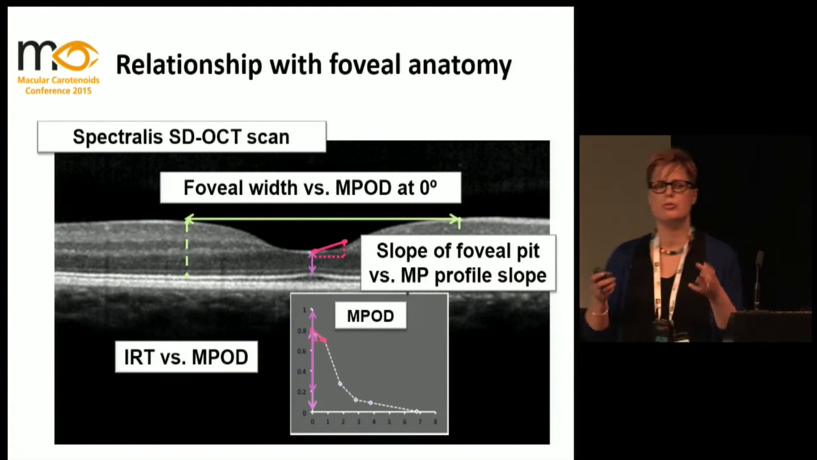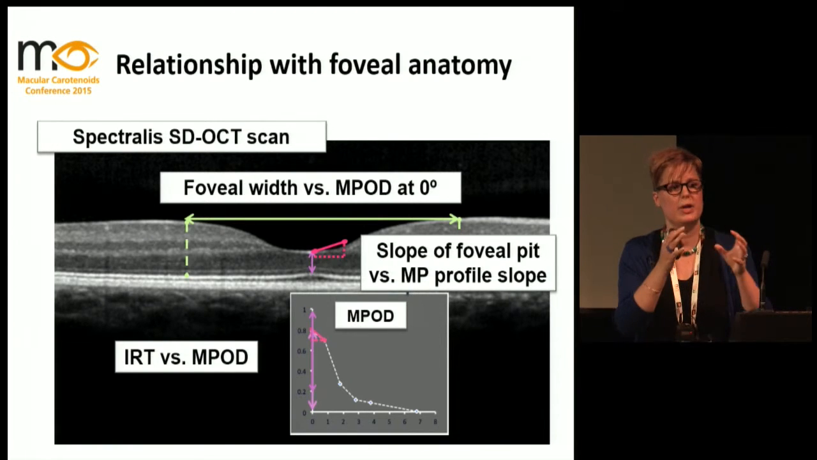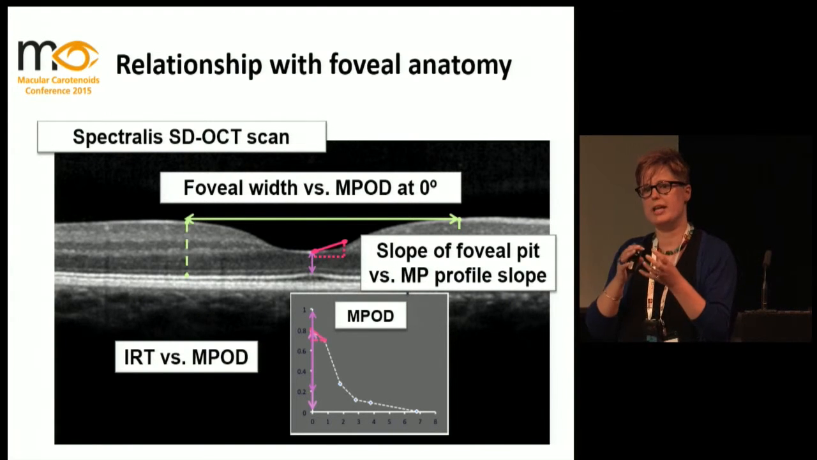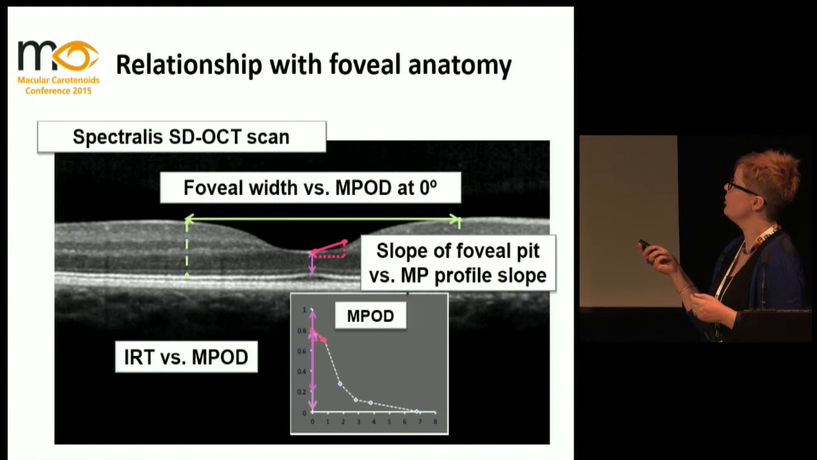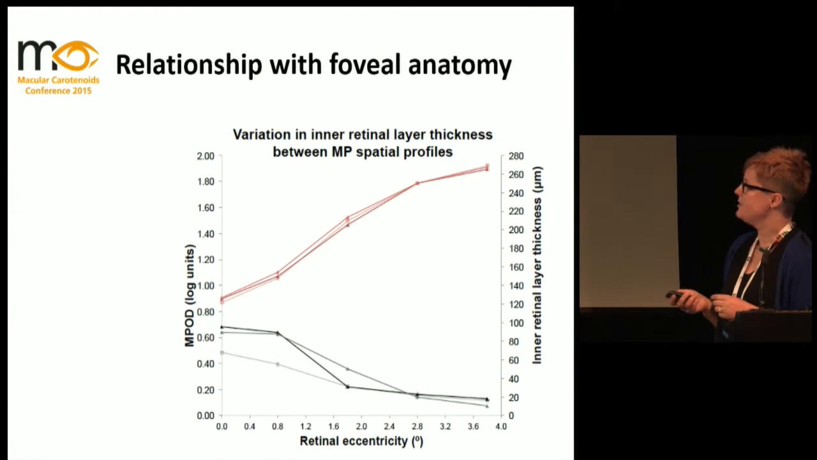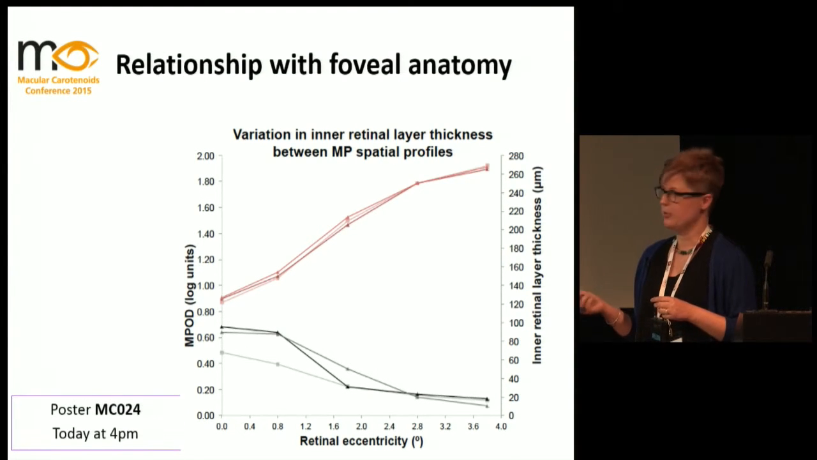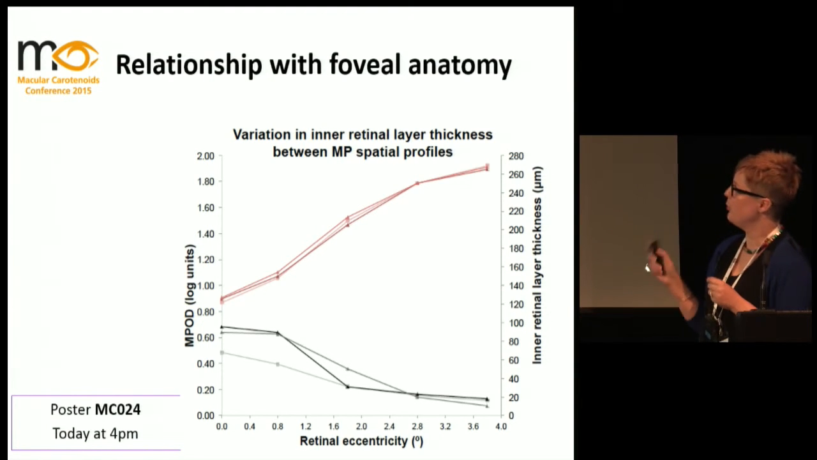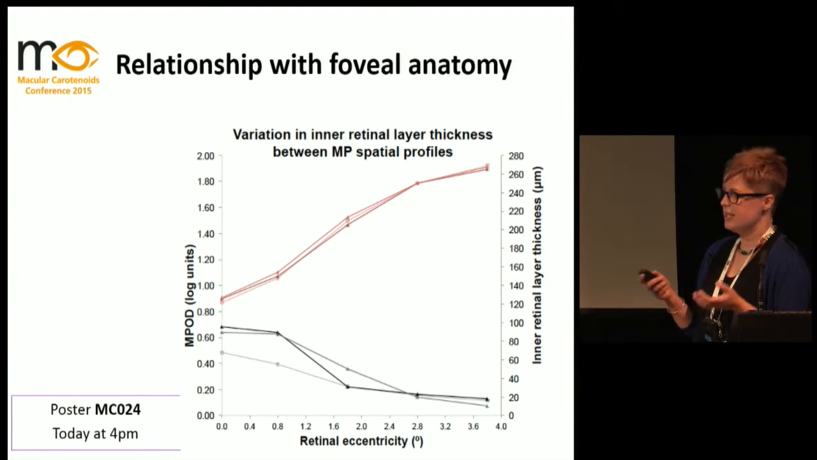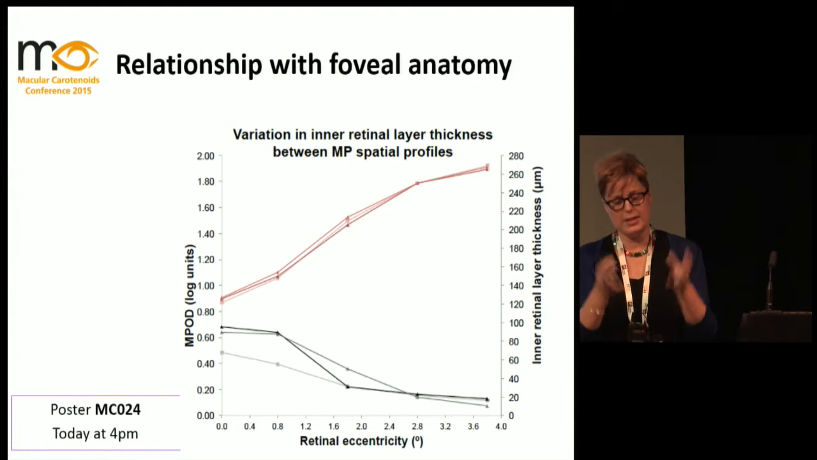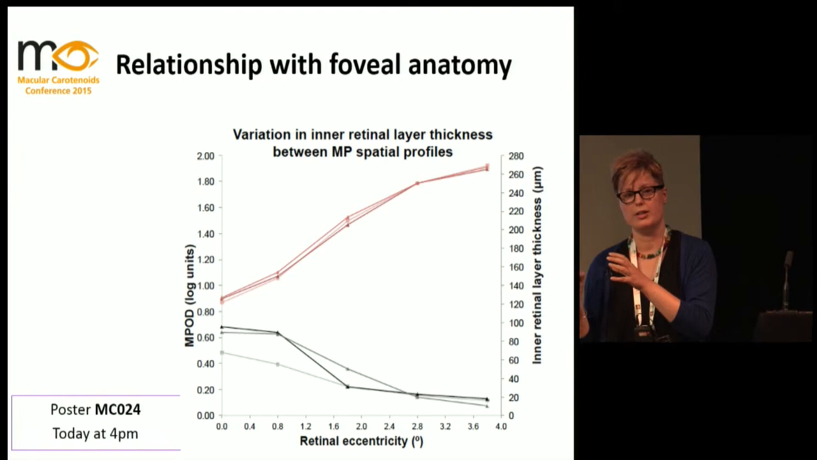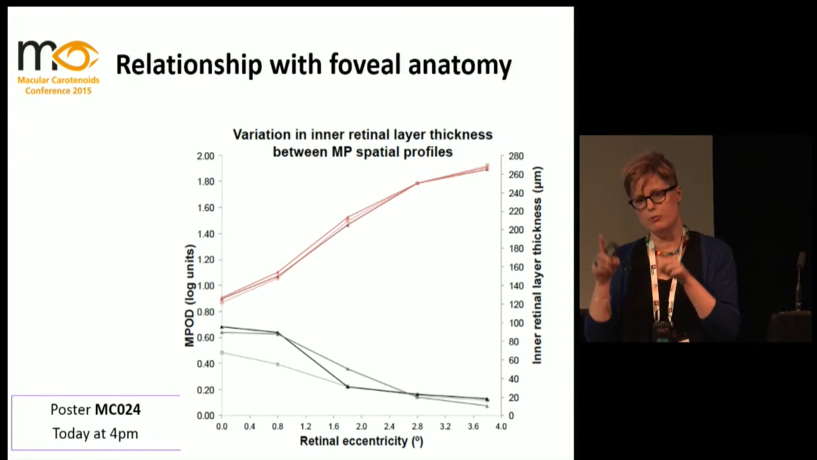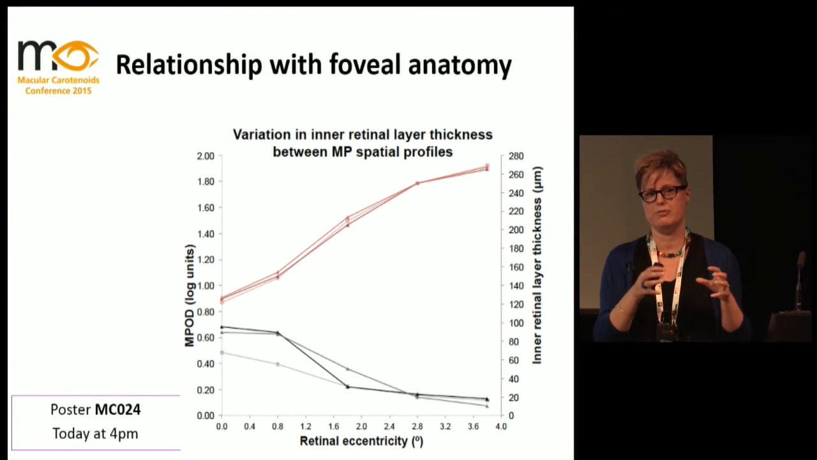What we really were trying to do is to see if foveal architecture is in any way related to these spatial profiles, and if we can explain them by looking at the anatomy. And so we looked at the foveal width, we looked at the slope. And as I said before, Irene has got a poster later today, but I just wanted to point out that one of the findings is that even within the ethnicities, we see a lot of significant variation in macular pigment. Within the ethnicities, we also see a lot of variation in foveal architecture. But actually, we found that the foveal architecture cannot explain these differences in spatial profiles.